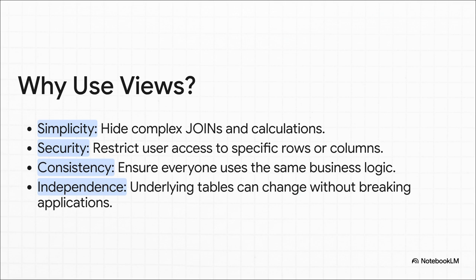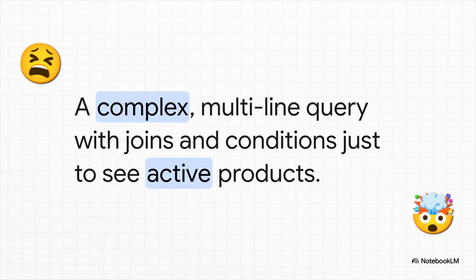Okay, let's paint a picture of the before, the old way of doing things. To find all your active products, maybe you need to join your products table to your inventory table. Add a where clause to check the status. It might not be 100 lines long, but it's something you or your team ends up typing out all the time. It's super repetitive, and honestly, it's just asking for a typo to sneak in there.